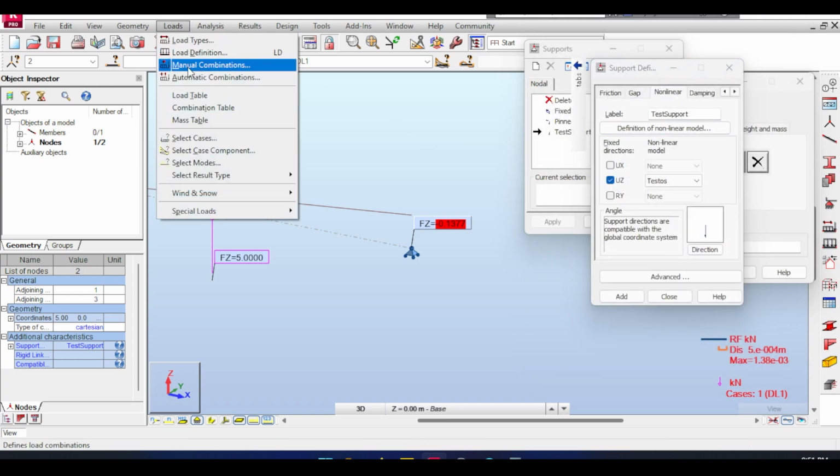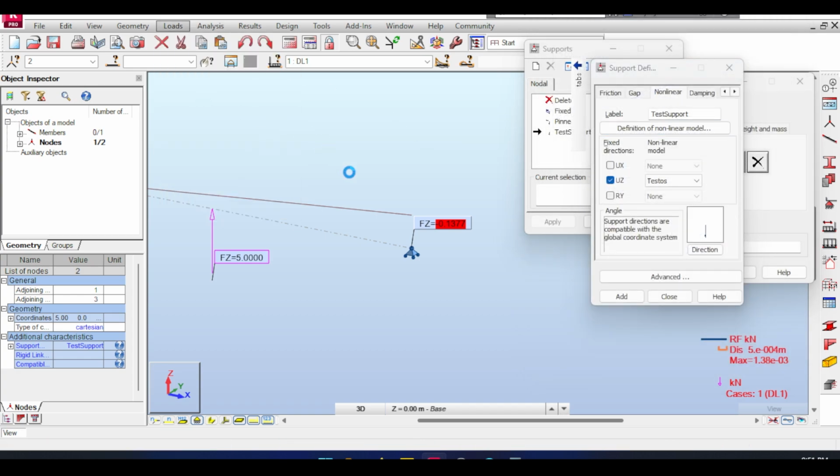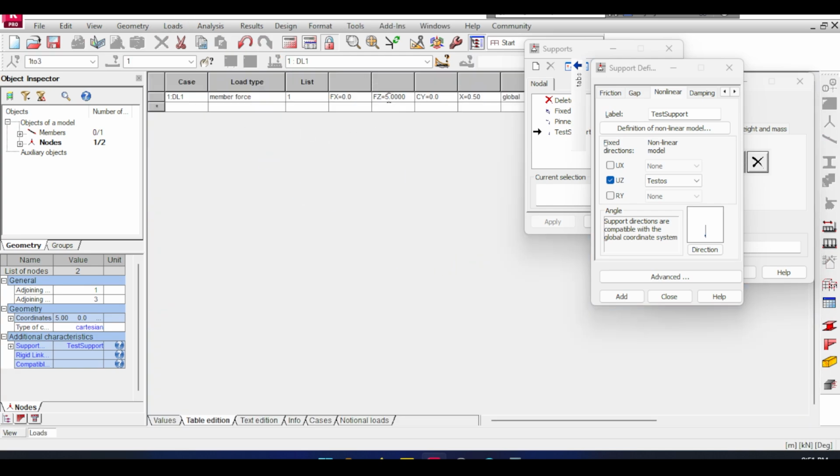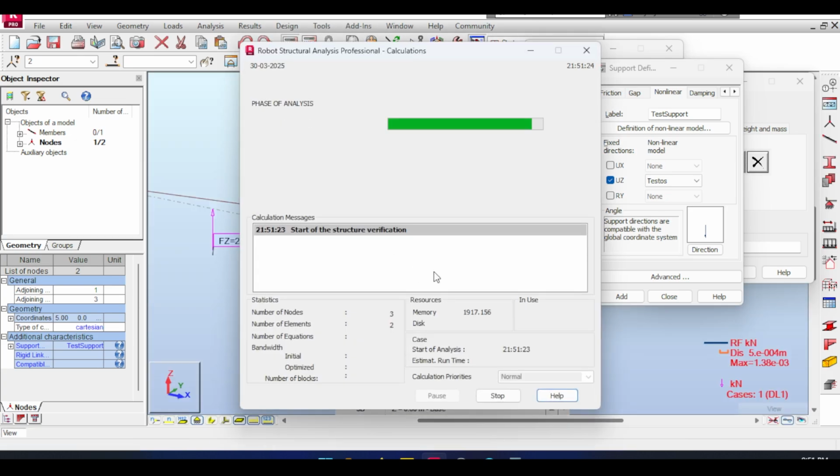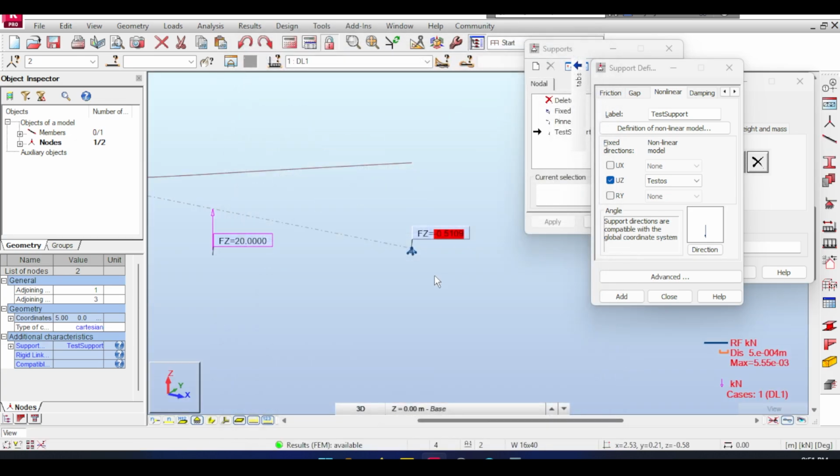So if I go to loads, load table, I'm just going to increase the load so that I can increase the displacement. So if I go to load table and click 20 here, and then close that and run the analysis again, then suddenly something happens. I know that something happens because you can see the displacement is 5.55. It's more than the threshold. And you can see a reaction of 0.51.